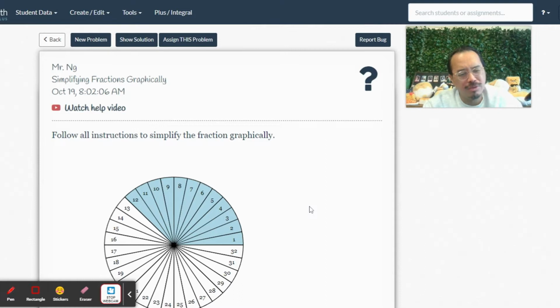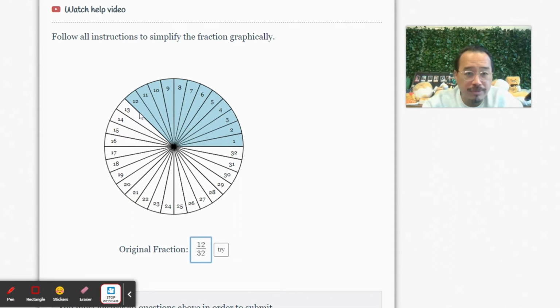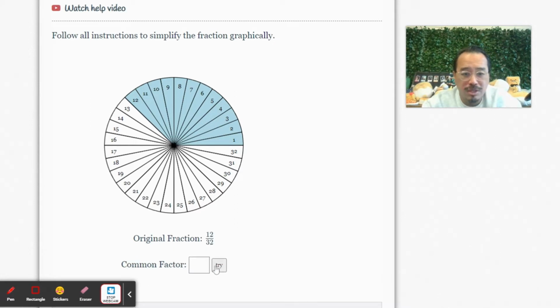All right, let's see, 12 and 32. Okay, not very good, but all right, 12 over 32, right? 12 shaded parts, 32 total. Try that. What's the common factor? Now, here I'm going to use the GCF.